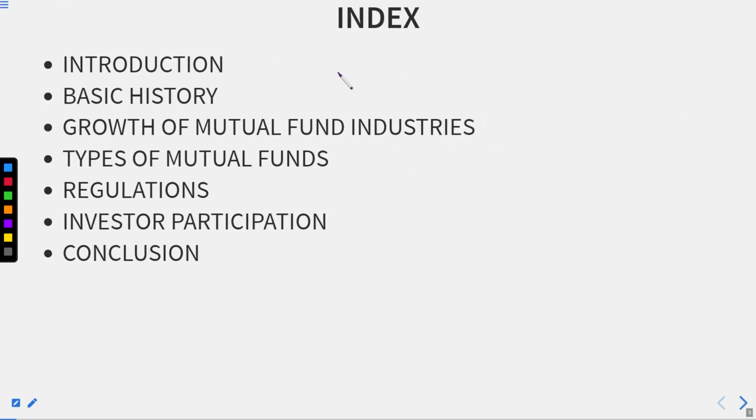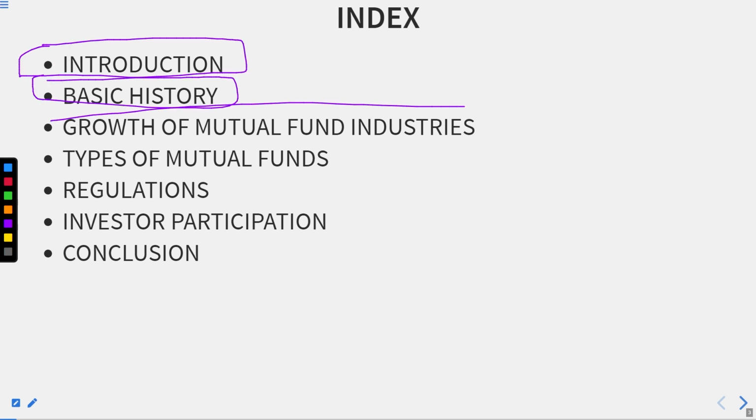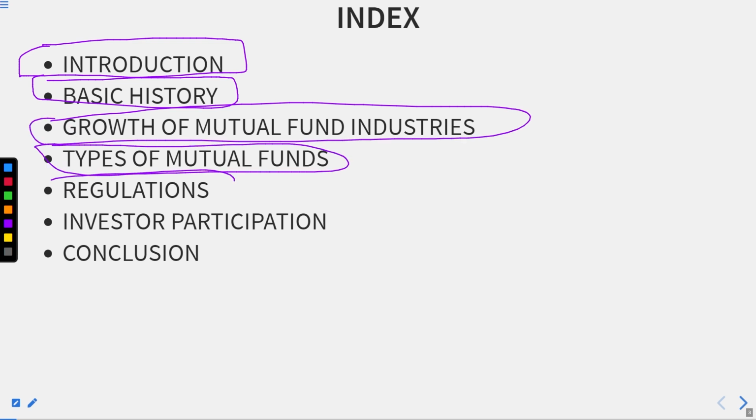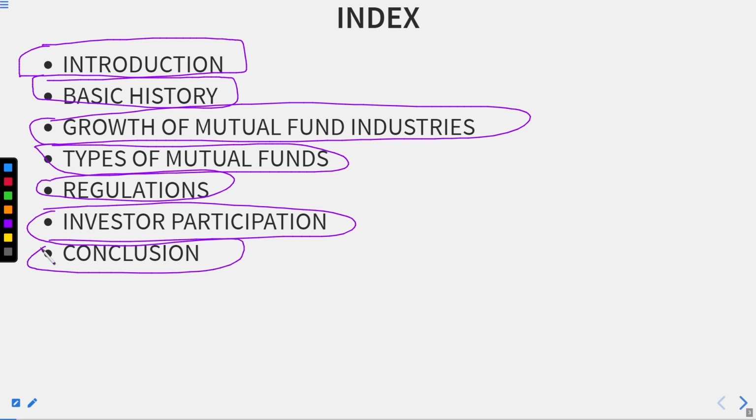So students, as we know, we are covering the financial system, and in the financial system we had started the discussion on mutual funds, right? That is the topic we have started. Under mutual funds we have many headings: the introduction, the basic history, growth of the mutual fund industry, types of mutual funds, regulations, investor participation, and the conclusion. All right.